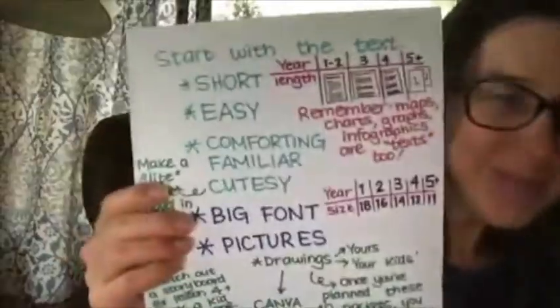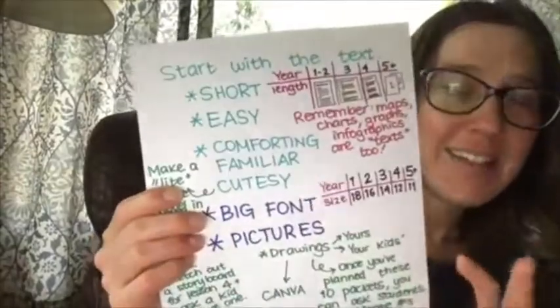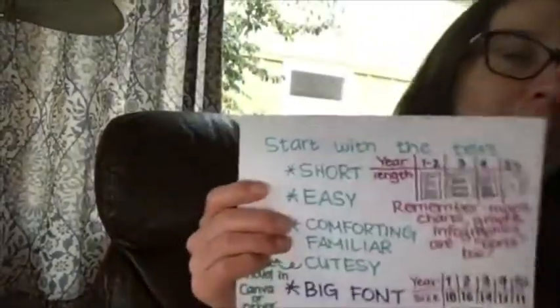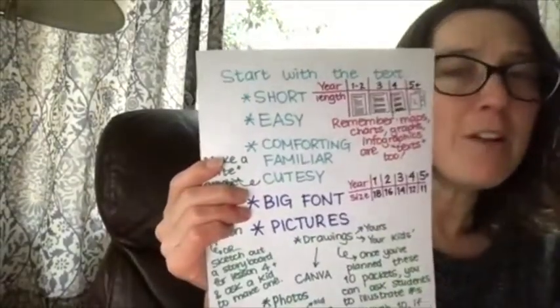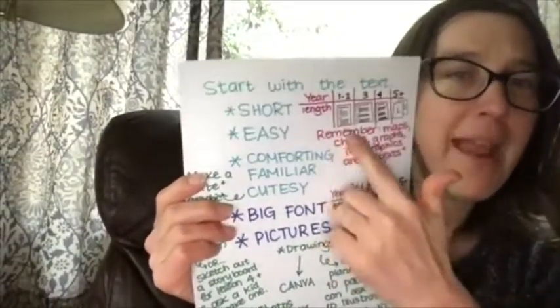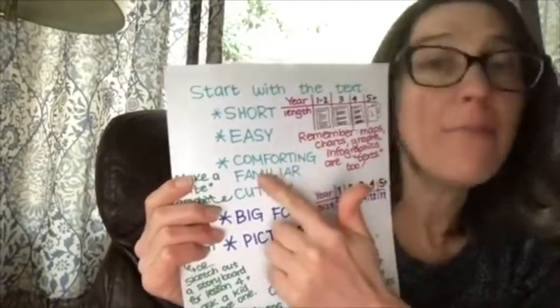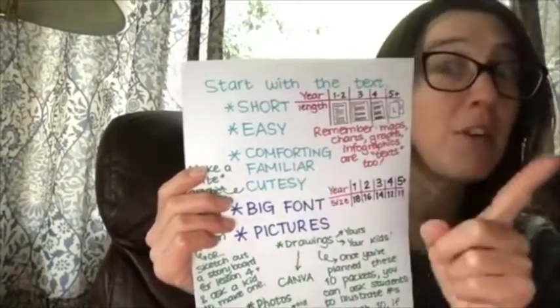So, when you start with this text, this is the most important thing that you're going to do in the packet. The other stuff, you can Google it. 50 choices for reading response. There's a billion websites out there. But really only you can make the text. Either you're going to find a text that they already made, that is familiar. I think familiar and comforting text is very key right now, okay?